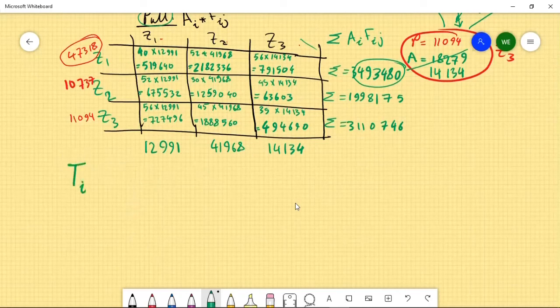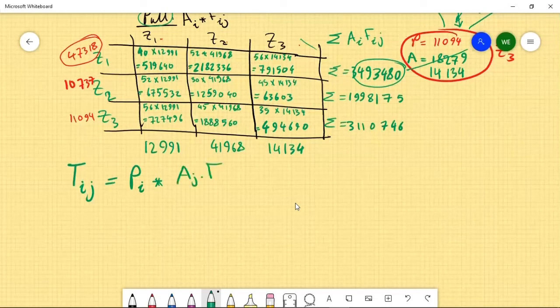Trips from zone I to zone J equal the production of I multiply by the attraction at J, multiplied by the friction between I and J, divided by the summation of all attractions multiplied by all frictions between I and J. Okay, that's for J equal 1, 2, 3, or whatever n.